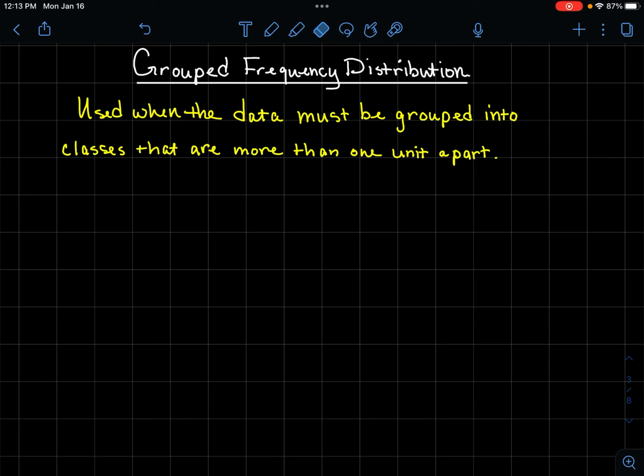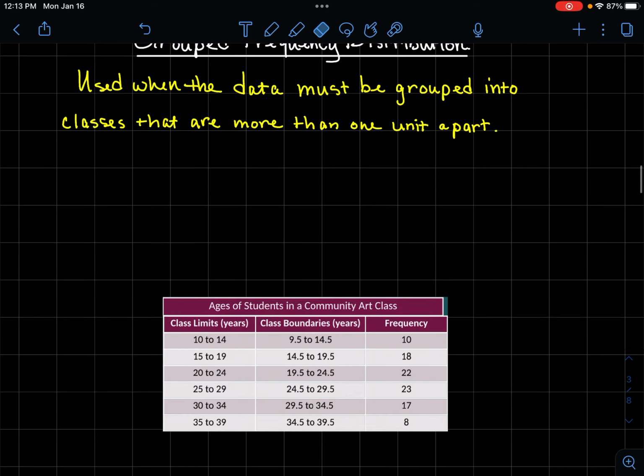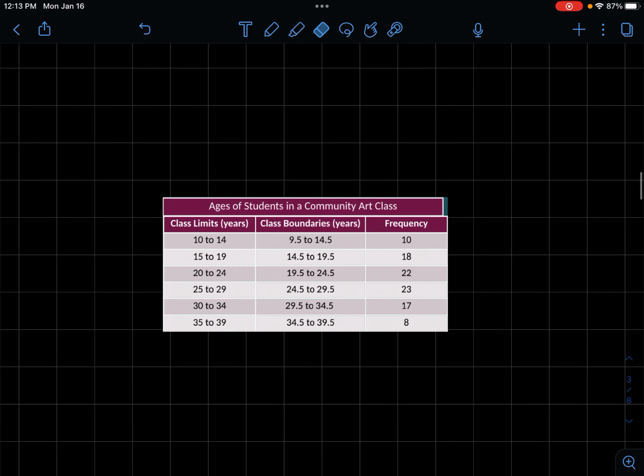So we just looked at categorical frequency distributions. Those categories were different qualitative variables. Now we're going to look at quantitative variables. So here's an example of some data that we've collected: age of students in a community art class.